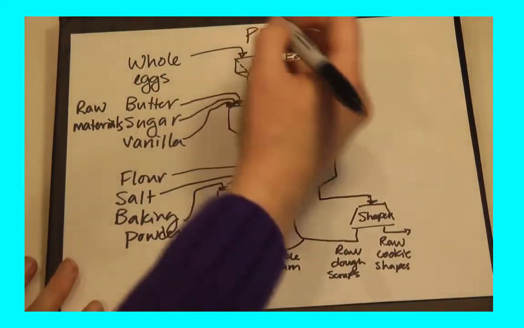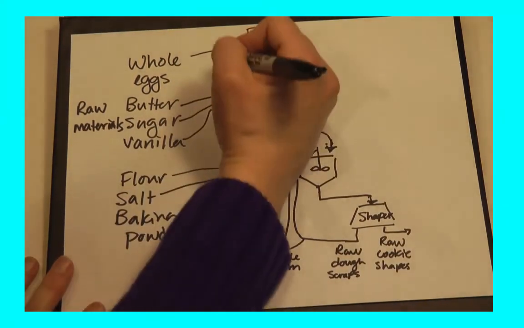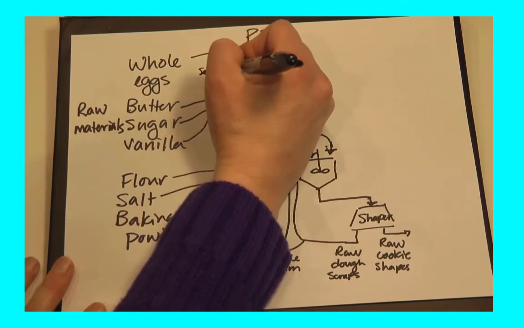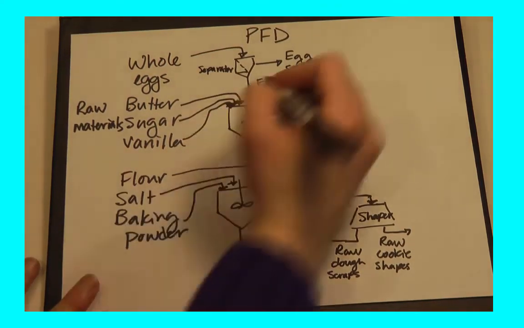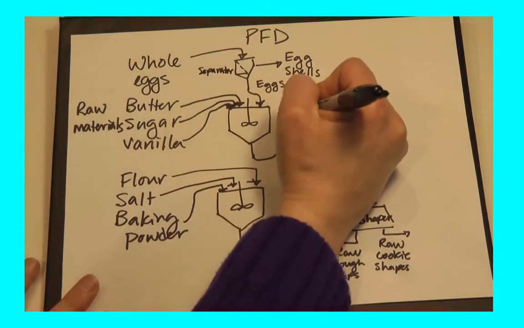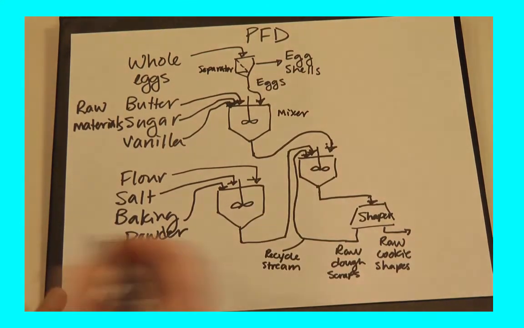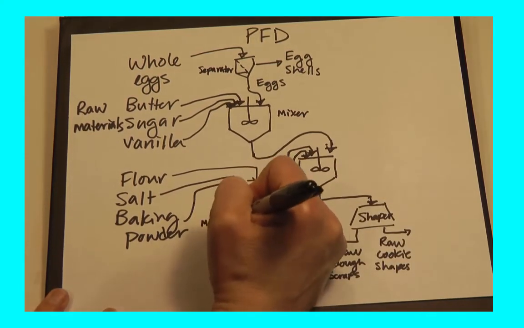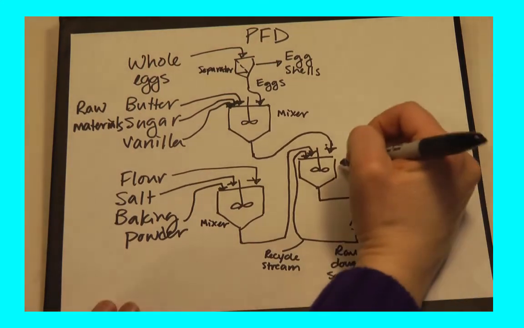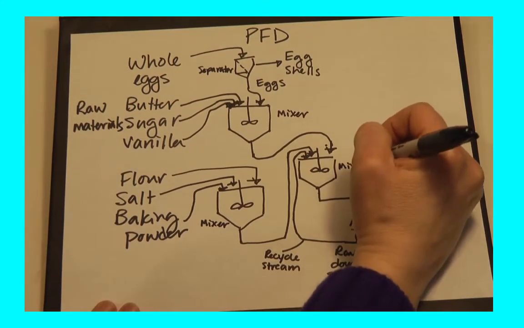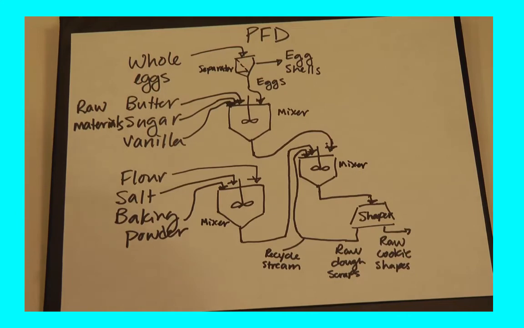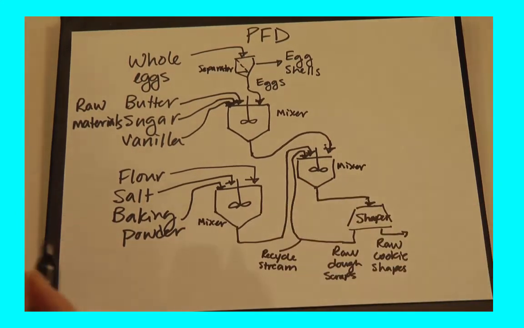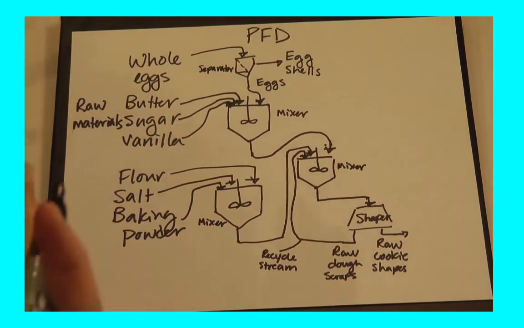That way we don't waste any cookie dough that we could still use. So let's do a little bit of labeling. We're going to call this a separator. That's my egg separator. This is a mixer, my wet ingredient mixer, and this is another mixer, my dry ingredient mixer, and I have a third mixer, my dough mixer.